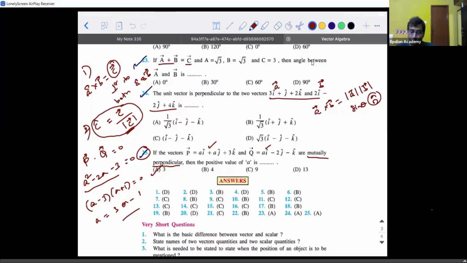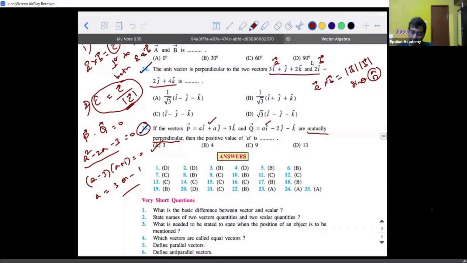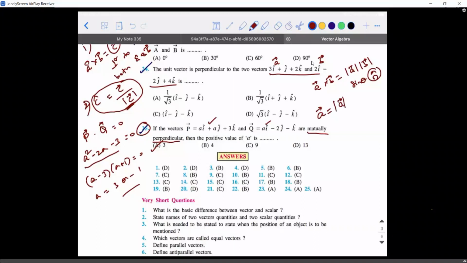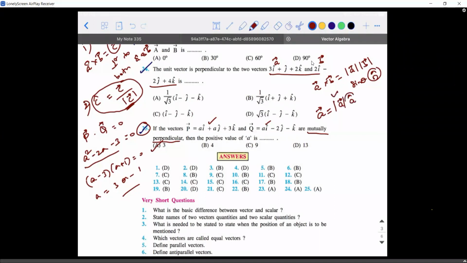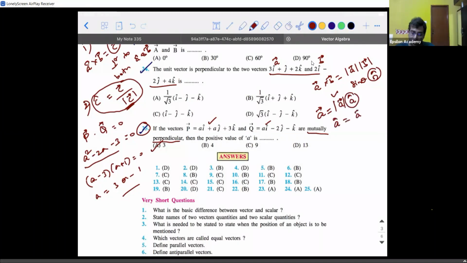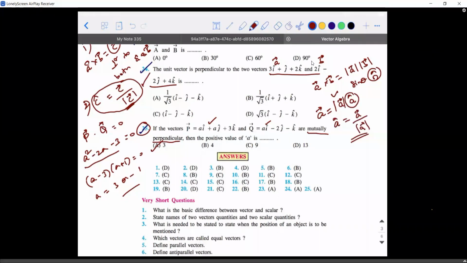See, generally, I would have told this point. Do you remember this? Any vector is equal to the magnitude of the vector times A cap, because a vector has magnitude as well as direction. So what is A cap then? A vector divided by the magnitude of A vector. That's what I wrote in terms of C. That's it. Clear? Yes, sir. Okay.